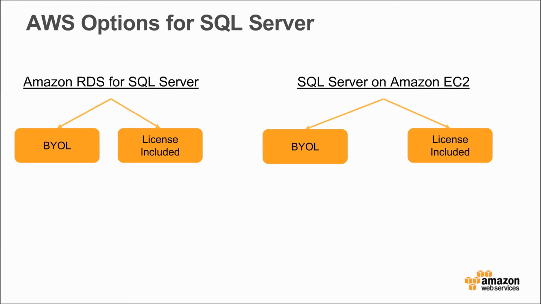For example, when you launch an Amazon EC2 instance, you can choose one of our Amazon machine images, called AMIs, that has Windows Server and SQL Server. In that case, your hourly instance cost includes the Microsoft SQL Server software license and the Windows Server license.